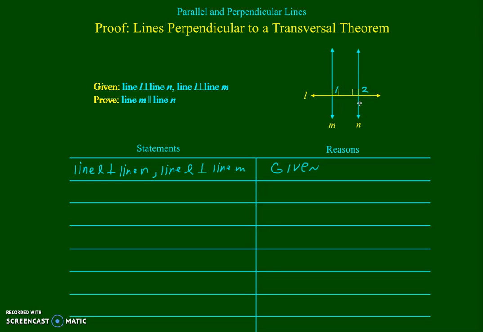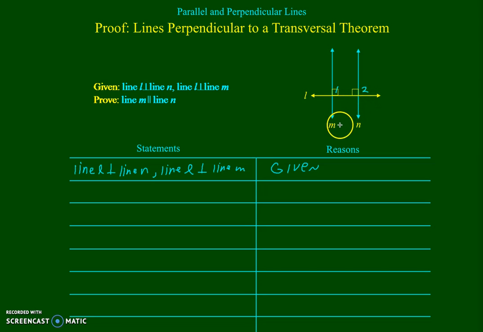So my general plan for the proof to show that line M is parallel to line N is to show that angle 1 is congruent to angle 2. And we use the fact that if two lines are cut by a transversal so the corresponding angles are congruent, then the lines are parallel. And that is the corresponding angles converse postulate. So that's what I'm going to try and do here.